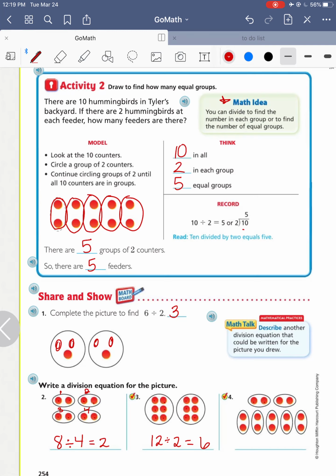4 counters, 1, 2, 3, 4, 5, 6, 7, 8, 9, 10, 11, 12, 13, 14, divided by 1, 2, 3, 4, 5, 6, 7 groups means there are 2 counters in each group.